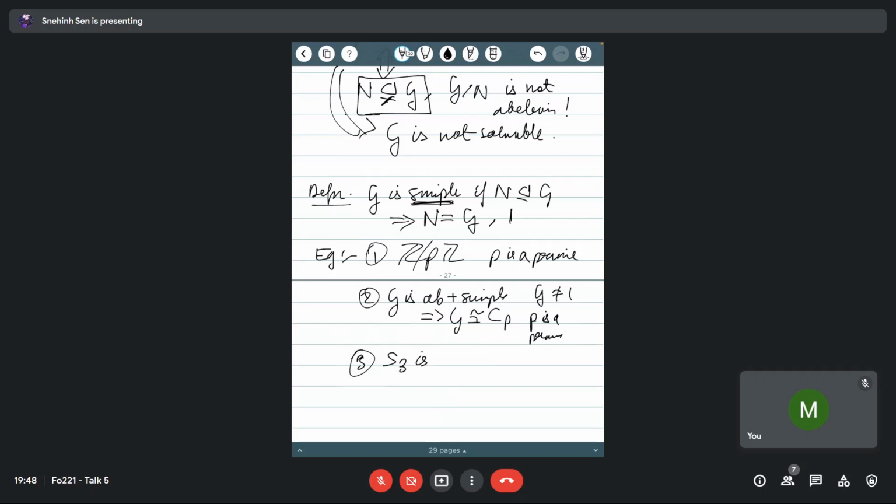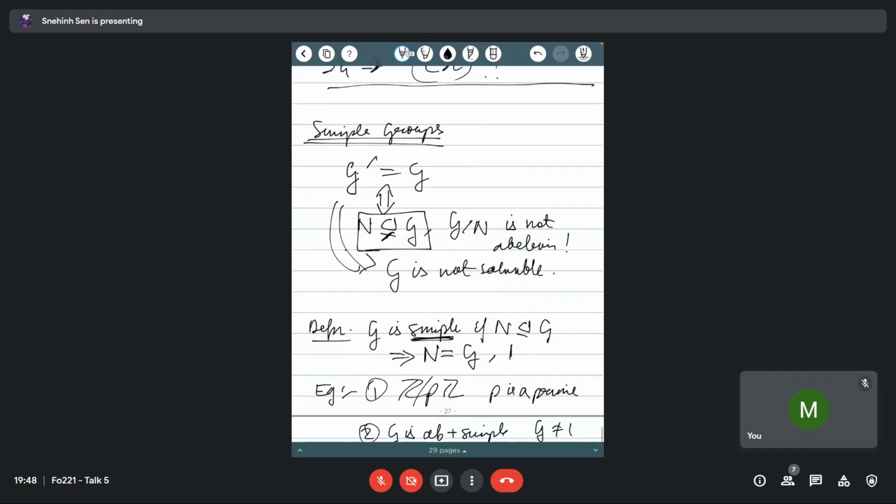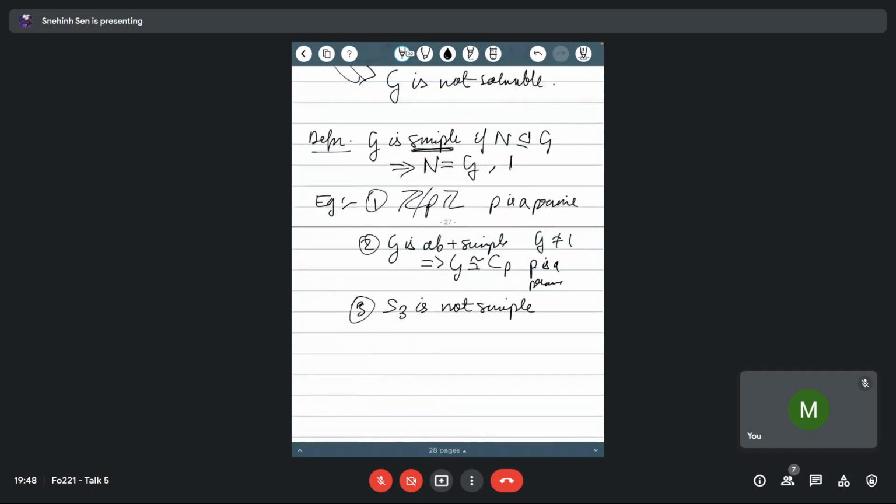Now, S3 is not simple. Why is it so? Anyone? I gave an example. A3 is the normal subgroup. Exactly. In general, Sn is not simple because An is normal in Sn. Perfect. An has index 2 in Sn, so it is normal in Sn.